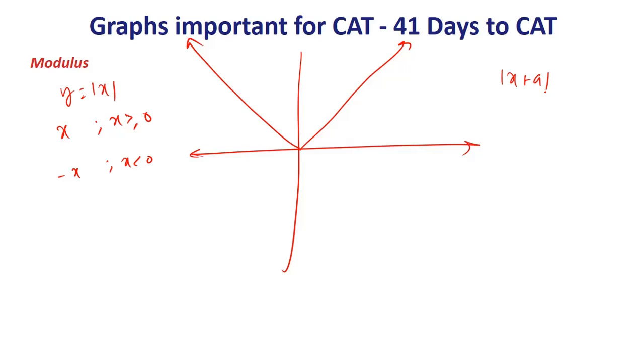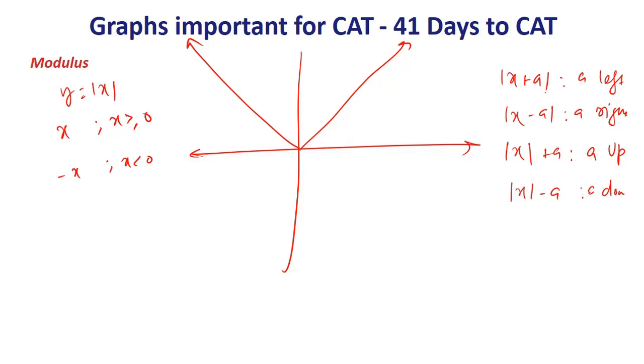Mod(x plus a) will be a units left shift. Mod(x minus a) will be a units right shift, like it happened in quadratic, absolutely similar. Mod x plus a outside will be a units upward, and mod x minus a will be a units downward. I hope you can draw any graph of modulus, quadratic and linear. I hope this is clear to you.